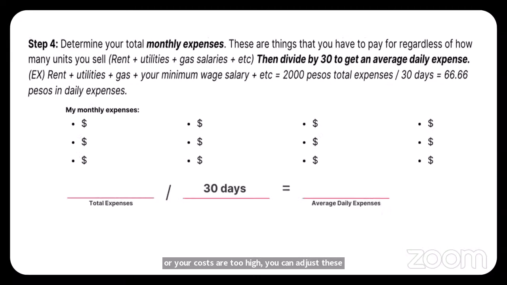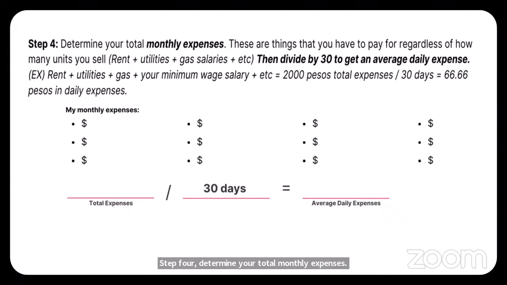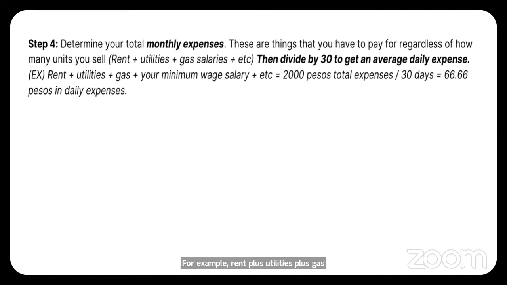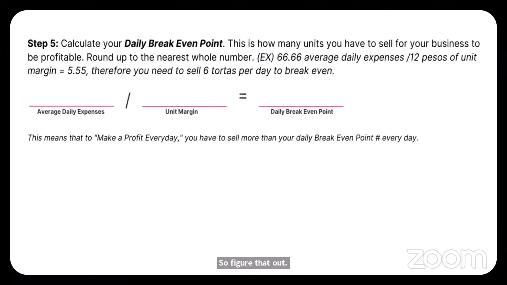Step 4, determine your total monthly expenses. These are the things that you have to pay for regardless of how many units you sell. Rent, utilities, gas, salaries. Then divide by 30, the number of days, to get an average daily expense. For example, rent plus utilities plus gas, your minimum wage salary, equals 2,000 pesos total expenses. So over 30 days, that's 66.66 pesos in daily expenses. So figure that out.